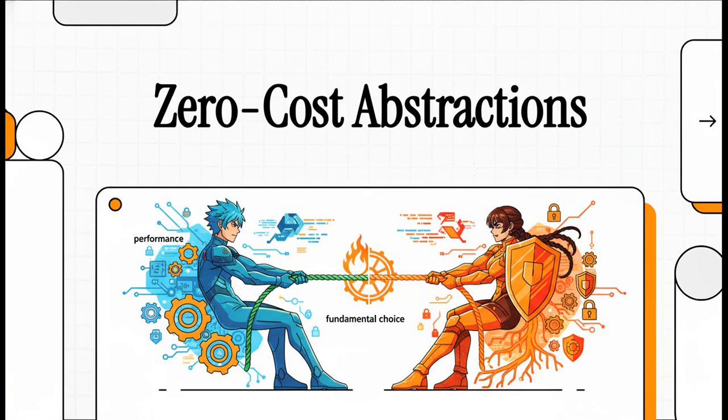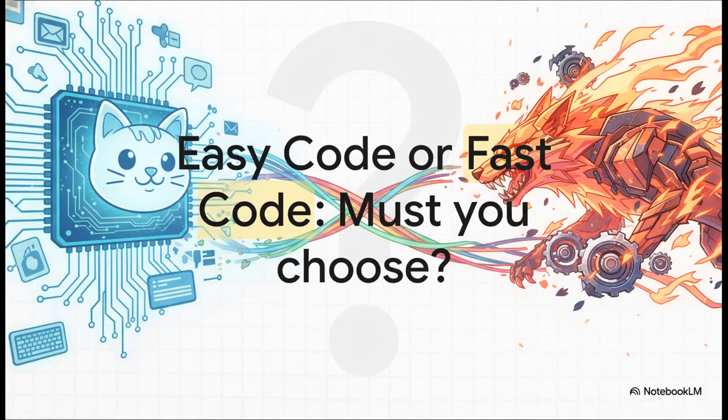In the world of programming, there's always been this epic tug of war. It's this fundamental choice every single developer has to make. And it's a choice that really defines projects, careers, and the very tools we build. And that choice really boils down to this. Do you want code that's easy and expressive to write? Or do you want code that runs with just blistering metal-to-the-metal speed?